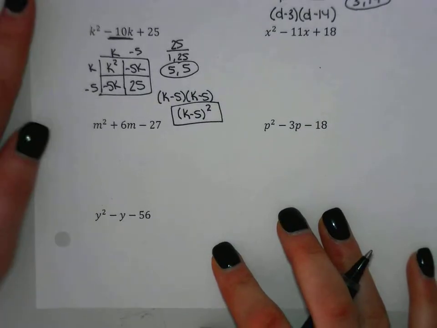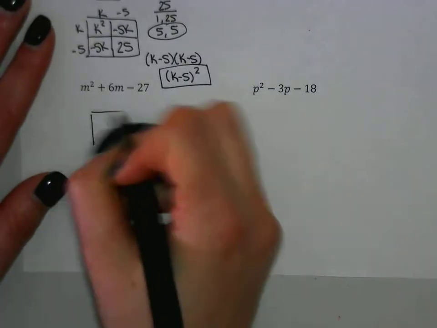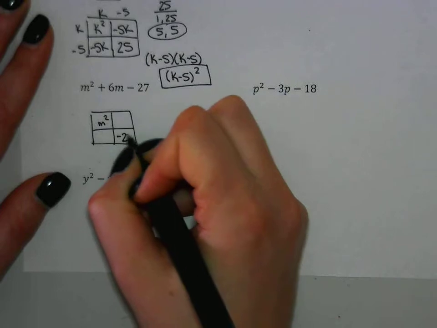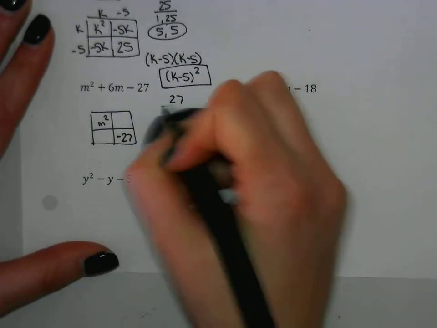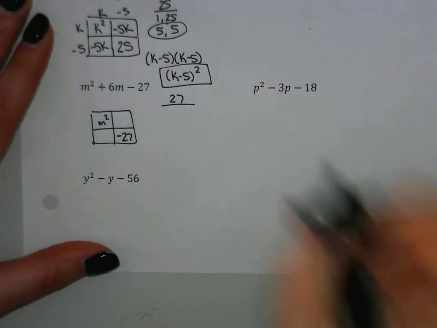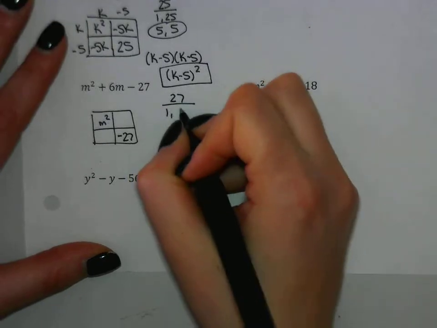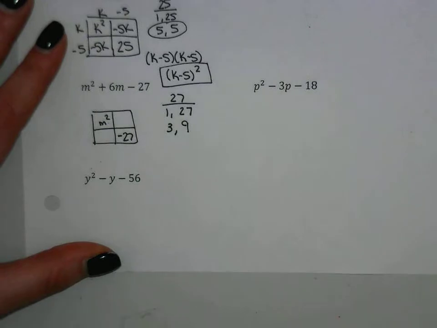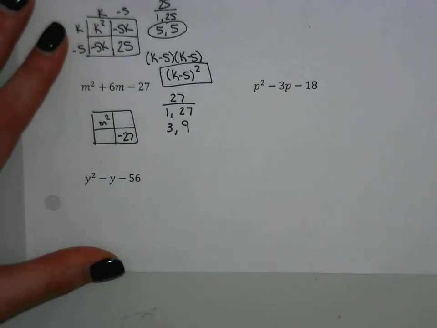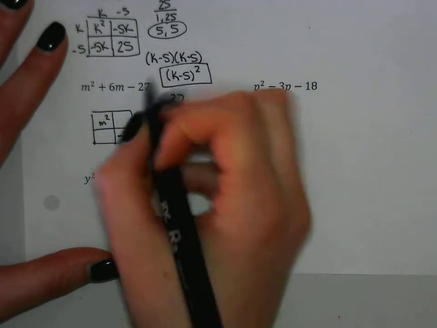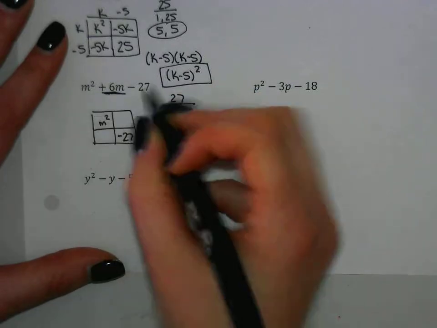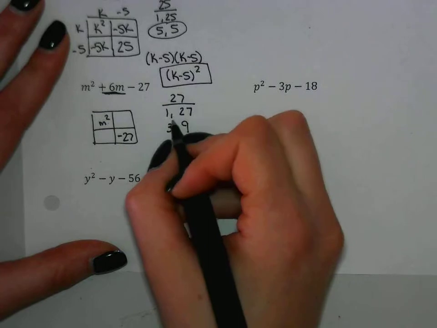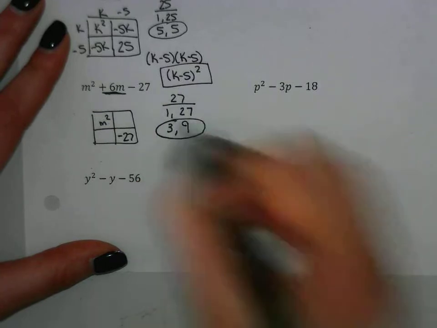So let's look at our next type of problem. Same process. We have m squared and then negative 27. So let's factor the 27, just ignoring that it's a negative for right now. So we have 1 and 27, 3 and 9, and that is it. So we need to get to a positive 6. Since we're multiplying and getting a negative 27, that means one needs to be positive and one needs to be negative. So we're looking at our 3 and our 9.